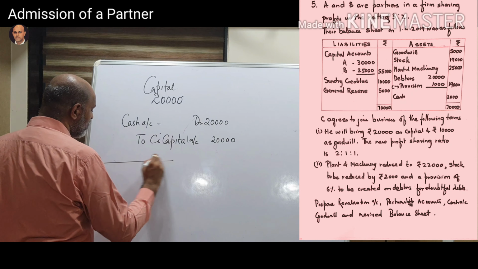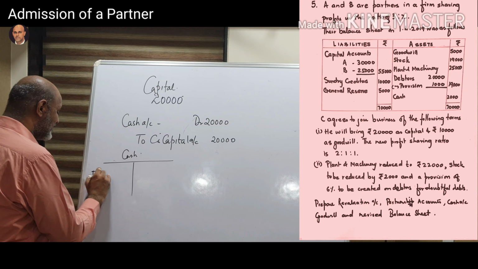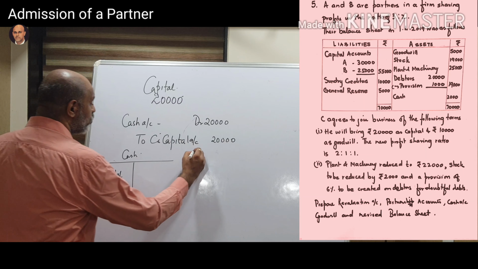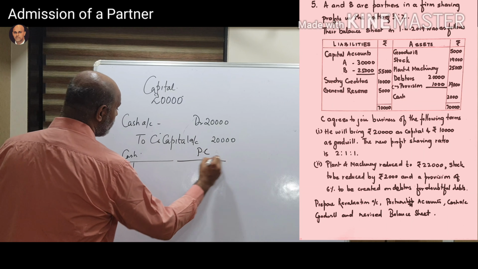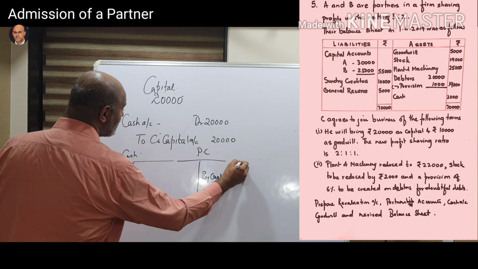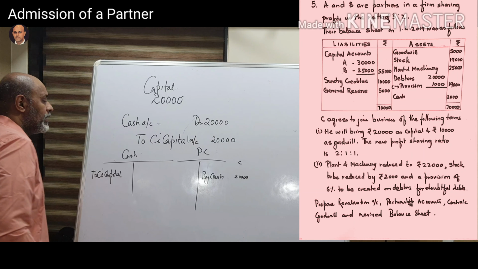Okay, so what will you do? You will go to cash account and you will write to C's capital. And you will go to the partner's capital account and you will write by cash, and in C's column you shall write the amount of 20,000. Okay, is this clear?